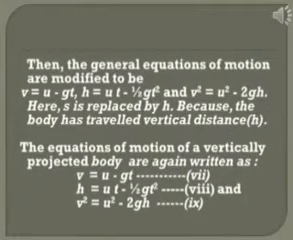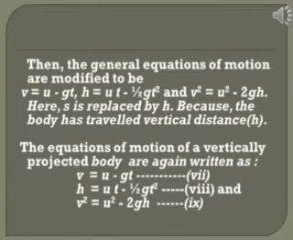Then the general equations of motion are modified to v = u - gt, h = ut - 1/2 gt², and v² = u² - 2gh. Here s is replaced by h because the body has travelled a vertical distance h.